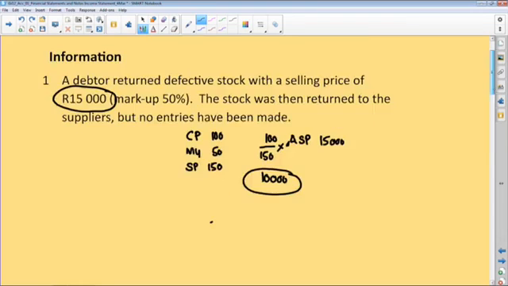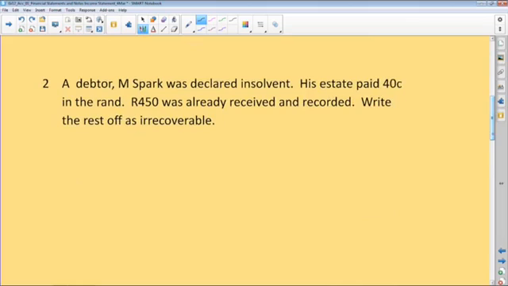Next adjustment. A debtor M Spark was declared insolvent. His estate paid 40 cents in the rand. 450 Rand was already received and recorded. Write the rest off as irrecoverable. I'll give you a minute to sort it out. Go for it.